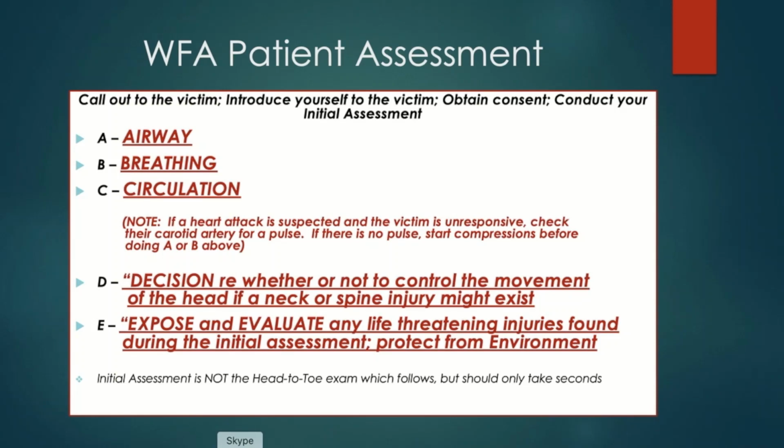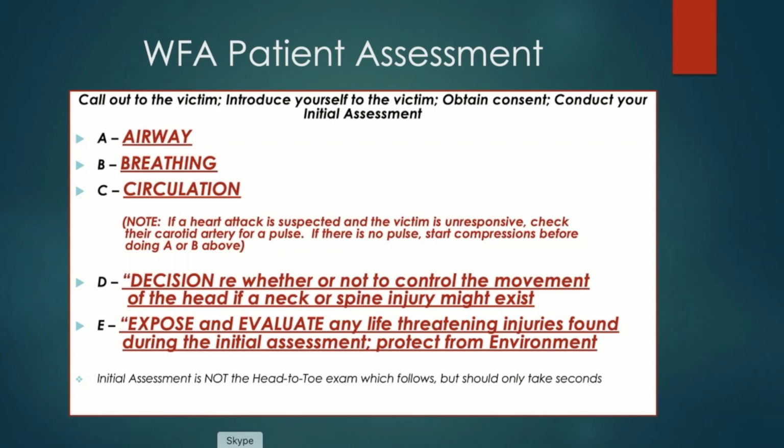If the scene is safe, you can approach the victim and call out to them. Introduce yourself if they're conscious and obtain their consent to provide wilderness first aid. If they're unresponsive or unconscious, their consent is implied and you can proceed with providing first aid. This initial assessment consists of A, B, C, D, and E and focuses solely on identifying things that are life-threatening. It is not the head-to-toe exam, but only takes a quick 8 to 10 seconds to see if there might be any life-threatening injuries. A, B, and C are all things you performed in wilderness first aid class.